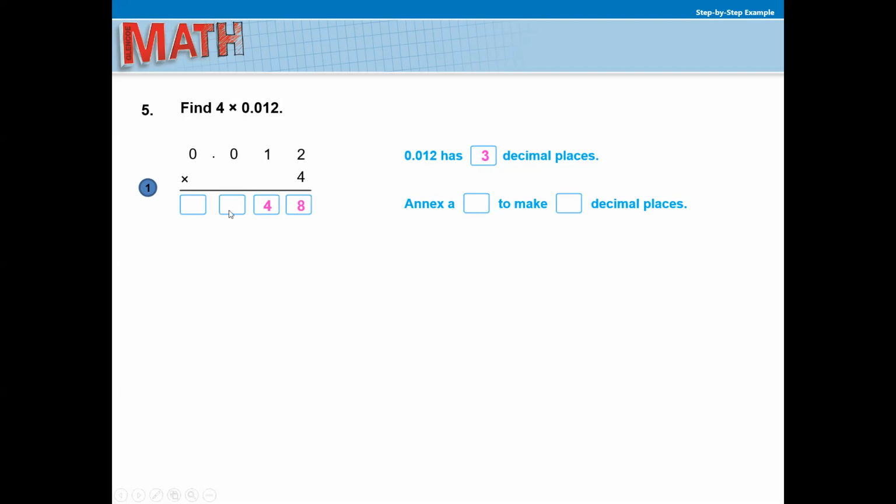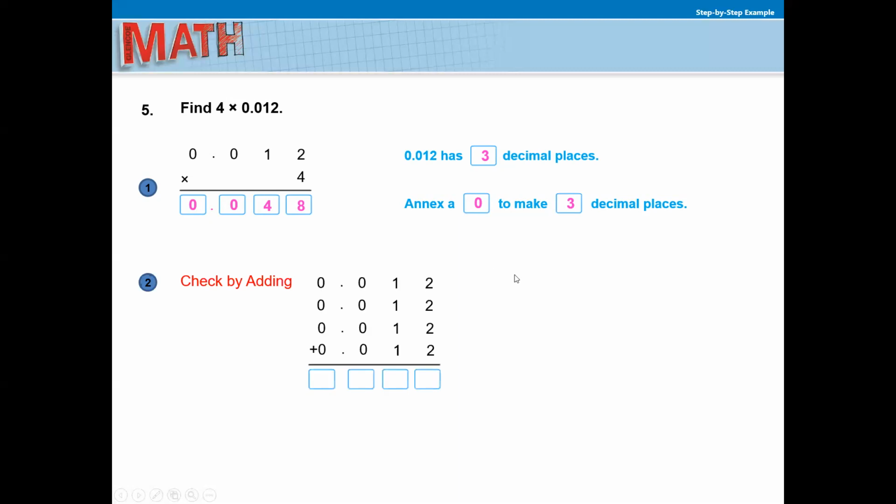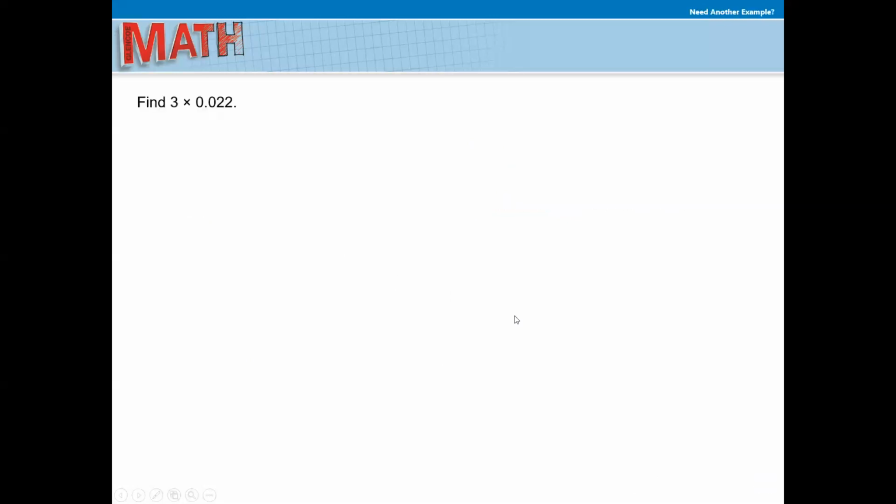I need 3 decimal places down here, but only 2 digits. So I'm going to annex a 0 to make 3 decimal places. Put a 0 here, then your decimal point, and a 0 in the whole numbers for good form. Check by adding. We can add 4 12 thousandths, and we get 48 thousandths. Check. Here's another example. Find 3 times 22 thousandths.